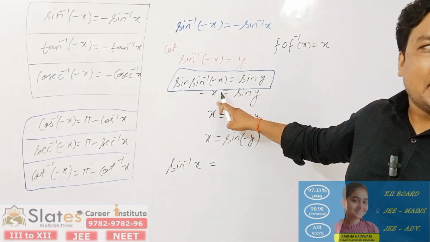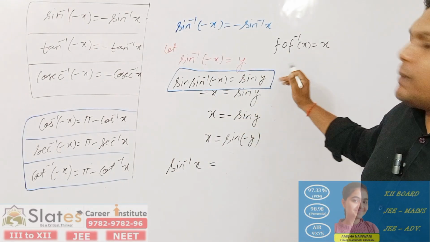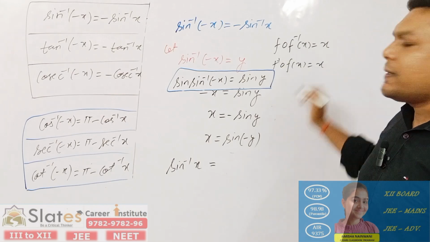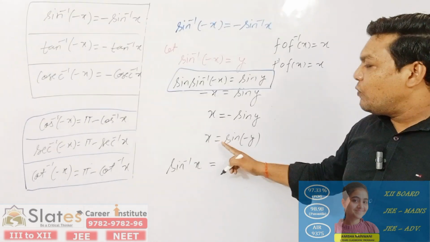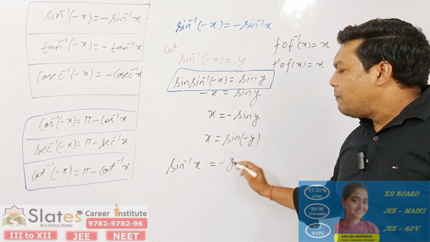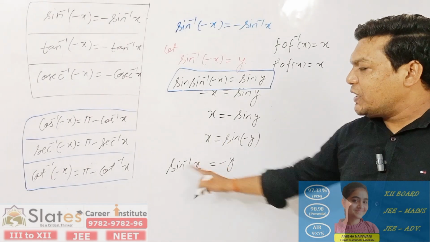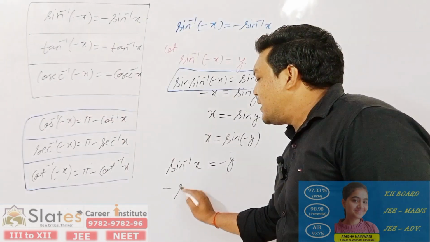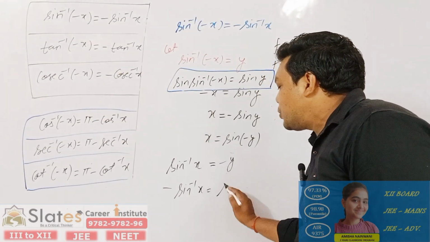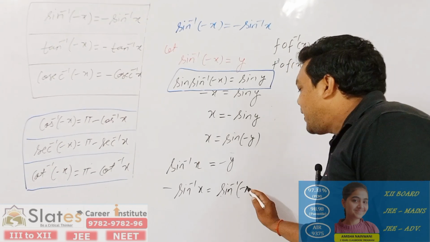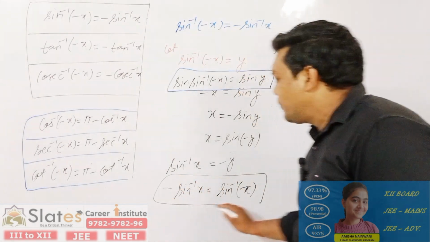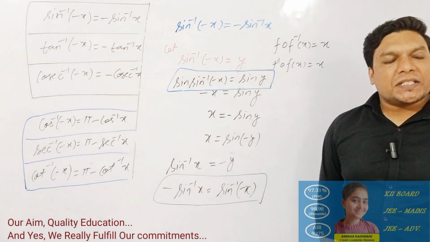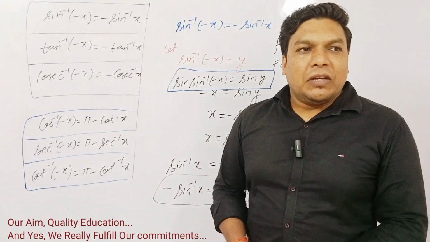So it is now minus x from f of f inverse of x. Similarly, f inverse of f of x is also x. So similarly, sine inverse of sine minus y will give you minus y. You can take this minus here, and y is sine inverse of minus x. So what we get: minus of sine inverse x is equals to sine inverse of minus x. And what we wanted to prove is this only: sine inverse of minus x is equals to minus of sine inverse x.